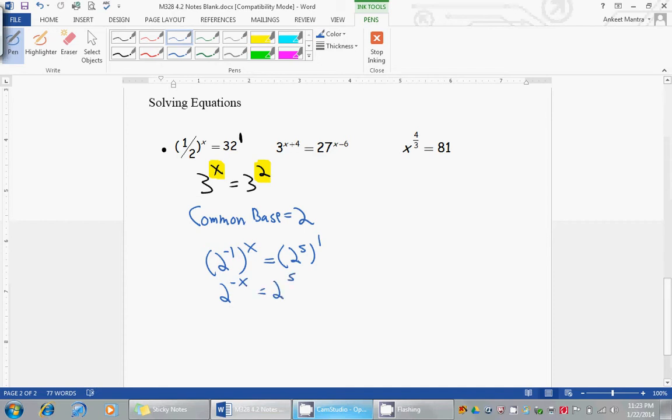to the 5th. And now, we just talked about this, bases are the same on both sides, therefore, your exponents have to be equal. Negative x equals 5, therefore, x is equal to negative 5. And that is our final answer.